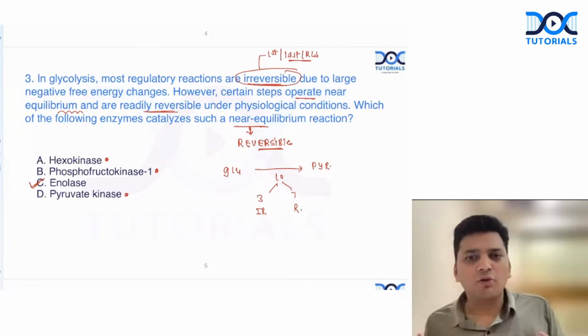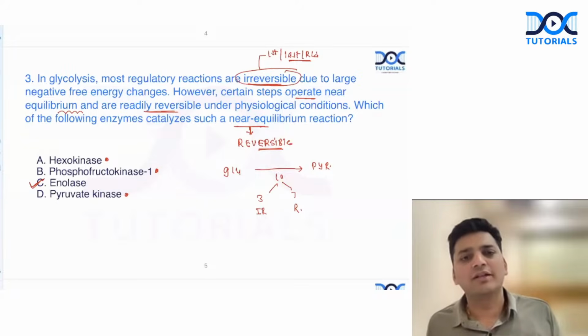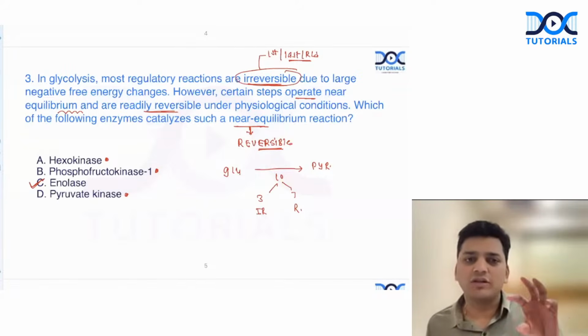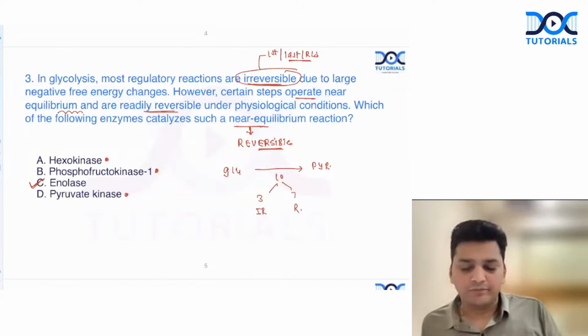So it's pure language playing. That is, if I would have asked this question in a simple line also, which of the following is a reversible step? This is what these 4 lines are trying to tell you.